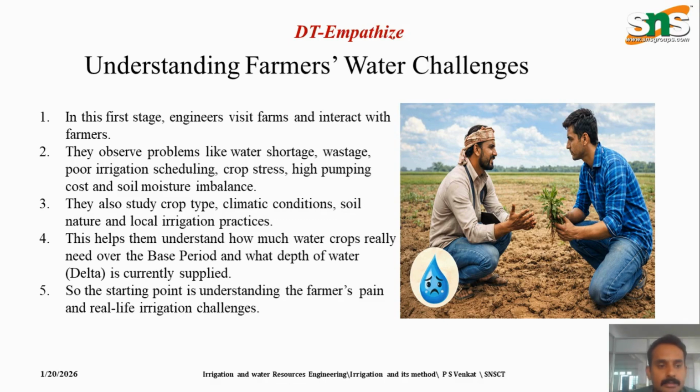In the empathy stage, the engineers visit agricultural fields and interact with the farmers. They observe real life problems such as water scarcity, uneven irrigation, crop stress, and high electricity cost for pumping water. They also study the crop type, soil type, climatic condition and existing irrigation practice. This stage helps engineers understand actual crop water needs during the base period.